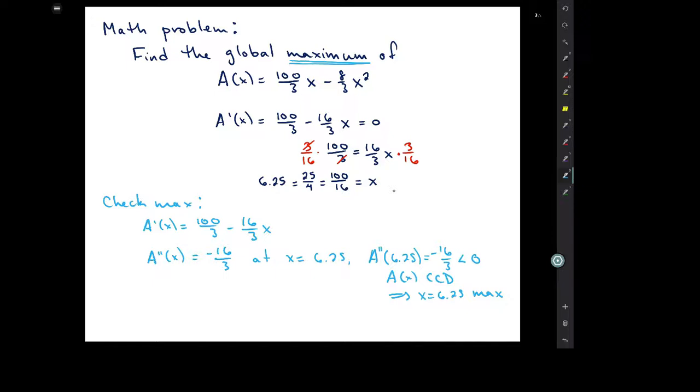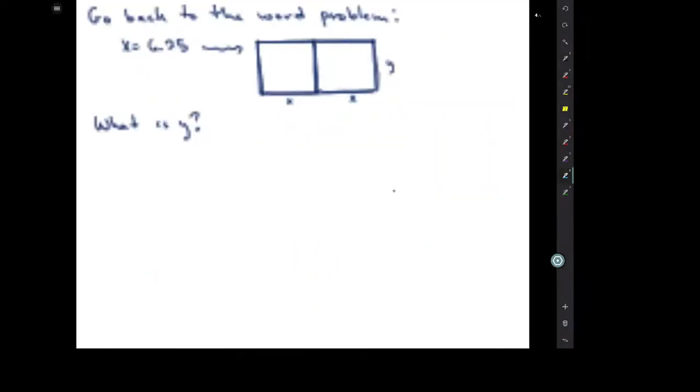Okay, so I've found my x value where I have a maximum, but if you went back to someone who asked you this question of, how big should my gardens be? And you said, oh, well, x has to be 6.25, they'd look at you and say, what? What do you mean? So we have to go back to our original problem, and we have to translate. So now I know that x has to be 6.25. Remember, we had this diagram where we had these two rectangles where the base was x and the height was y, and we need to know now what is y.